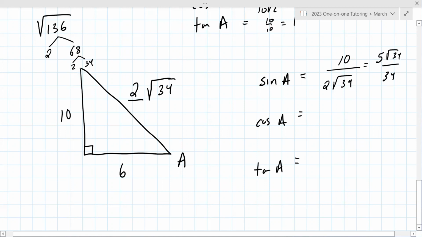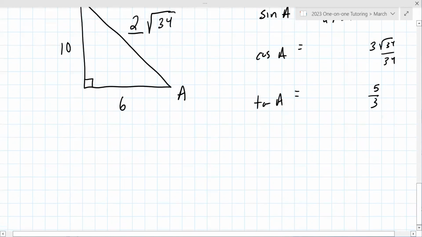Okay, I agree. Keep going. Cosine will be 6 over square root of 34 divided by 2, 3 square root of 34 over 34. And then this one would be 10 over 6, which can be simplified to 5 over 3. Good. Okay, very good.